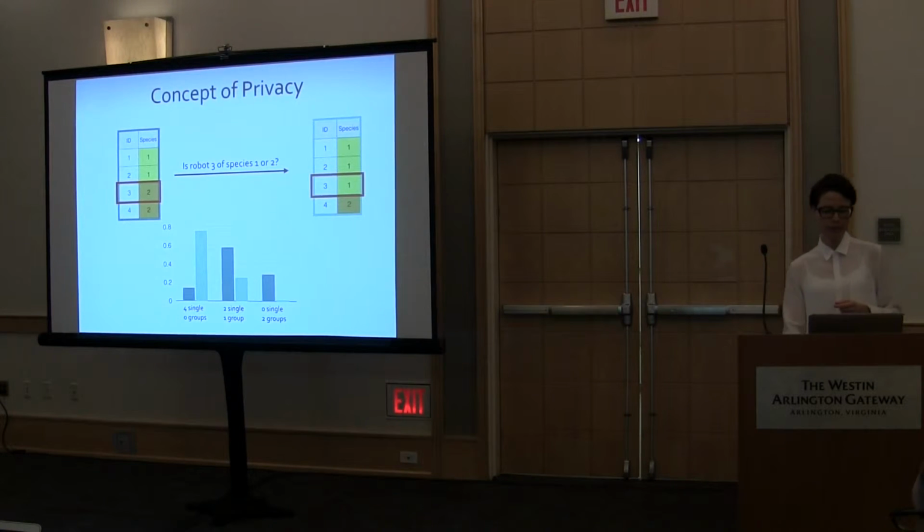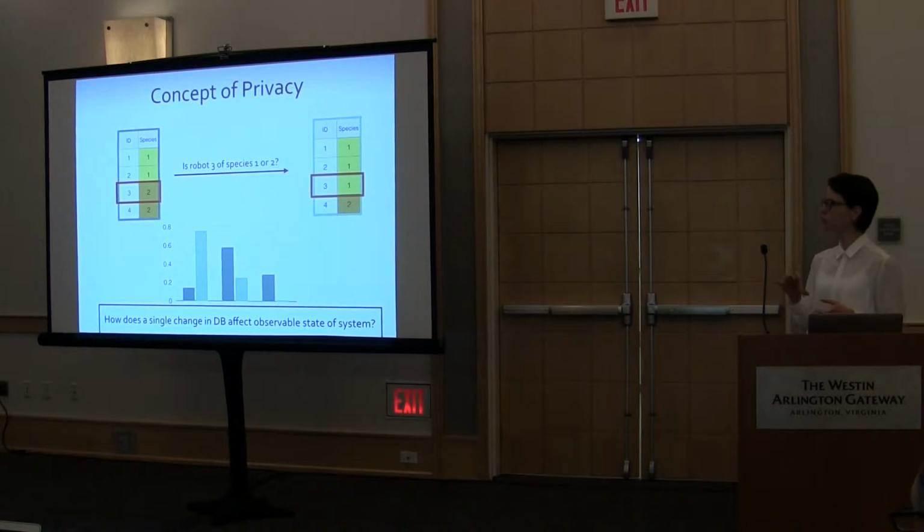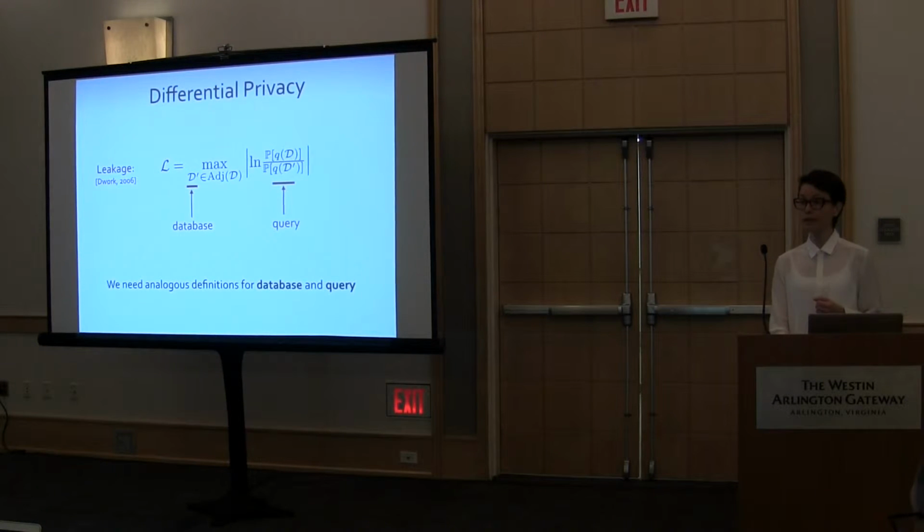So in other words, what this essentially means is, how does a single change in my database affect the observable state of my system? So this question has actually been studied pretty rigorously for a while in the domain of differential privacy, which stems from the database literature. And was introduced by Cynthia Dwork around 2006.